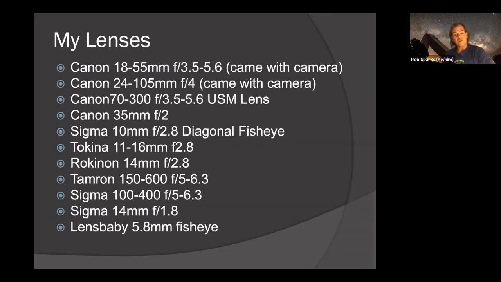And that Rokinon 14 millimeter f2.8 is a very good introductory lens. It's a manual lens, manual focus, manual f-stops, so it's very cheap, but one a lot of astrophotographers like for their first really wide field lens. The Tamron 150 to 600, that's a nice one I use for a lot of close-up stuff, but it's also big and bulky and hard to travel with, so I picked up the Sigma 100 to 400, which is a better travel zoom, just because it's not as big and hard to travel with.